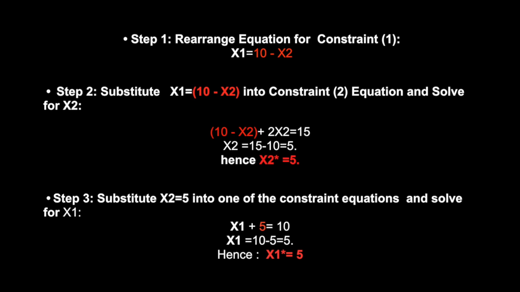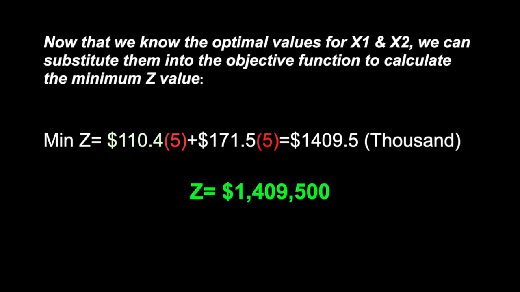And finally, for step 3, we can choose to substitute the value of x2 back into any one of the equations, and if we substitute it back into the equation for constraint 1, we can see that the optimal value for x1 is also 5. Now that we've found both our graphical and algebraic solution for the optimal values of x1 and x2, we can plug them back into the minimization function for the primal formulation to calculate the minimum cost.